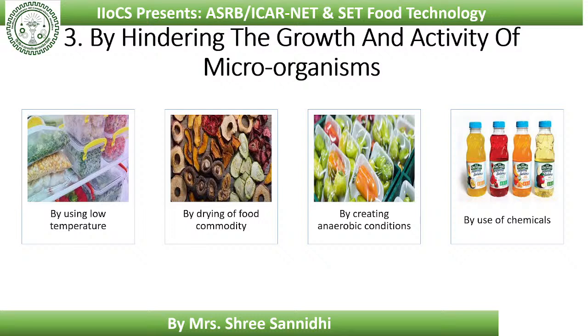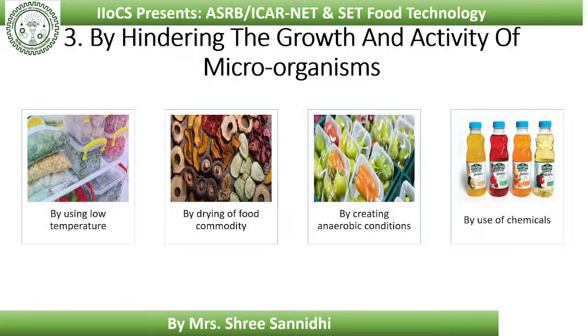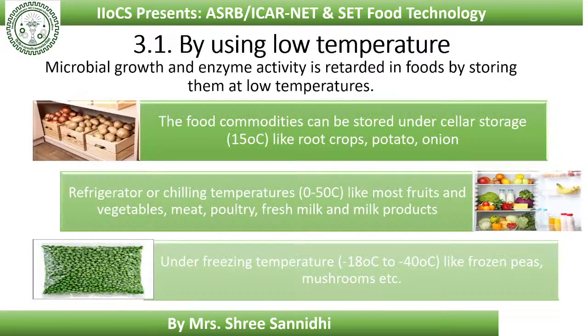Next method is by hindering the growth and activity of microorganisms. Here also we have different methods, like by using low temperature, by drying the food, by creating anaerobic conditions, or by using chemical preservatives. First one is by using low temperature. How can we hinder the growth and activity of microorganisms? Microbial growth and enzyme activity is retarded in foods by storing them at low temperature.